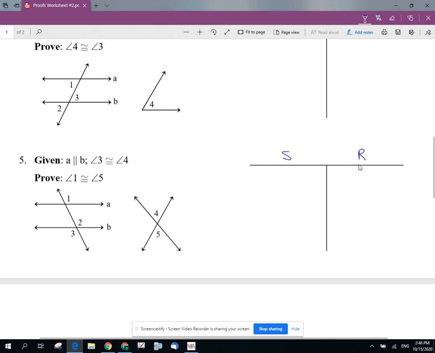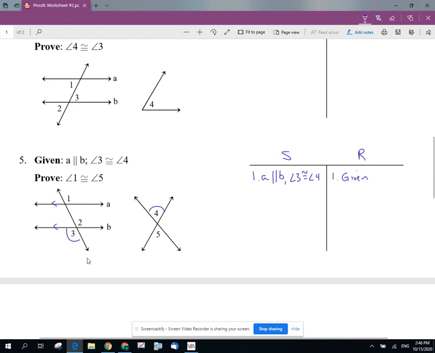Jump down to number 5. We know that A is parallel to B, and angle 3 is congruent to angle 4. You do not have to jam these into one line, but I was able to fit it. You could put it underneath. See, angle 3 is congruent to angle 4, and the lines are parallel.